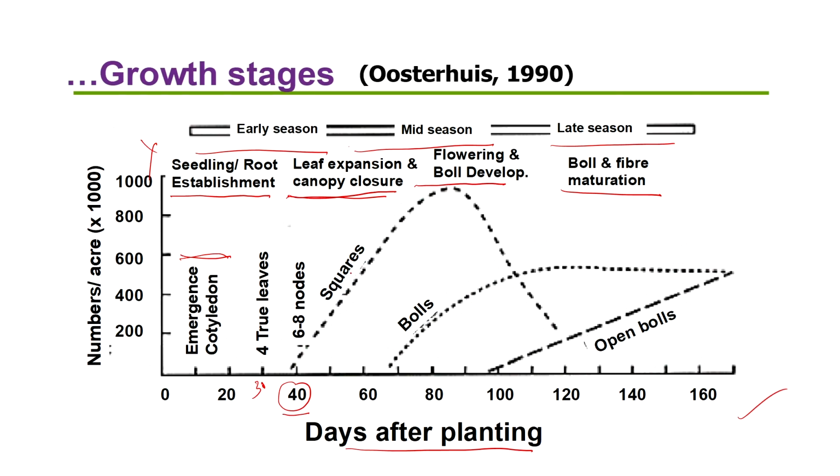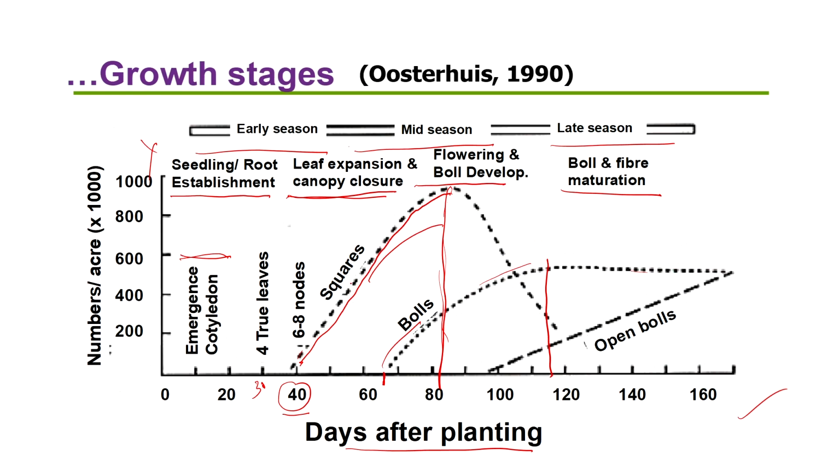So squares are actually flower buds. They will give rise to the flower. From here you can see the square number is also increasing, and here it is maximum. You can say somewhere around 80 or 85 days, you have the maximum number of squares in the cotton crop. And then at around 65 or 68 days, you can see the formation of balls starts. So you can see formation of balls and squares overlapping each other here again. Then the ball number continues to increase and it reaches maximum somewhere here. You can say at 110 days you will have maximum ball number and then it becomes constant.